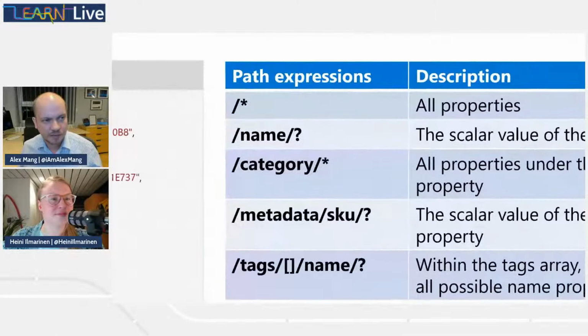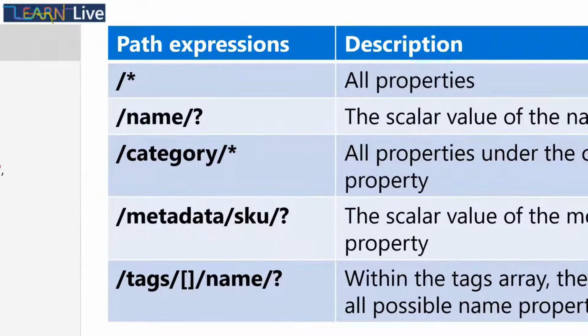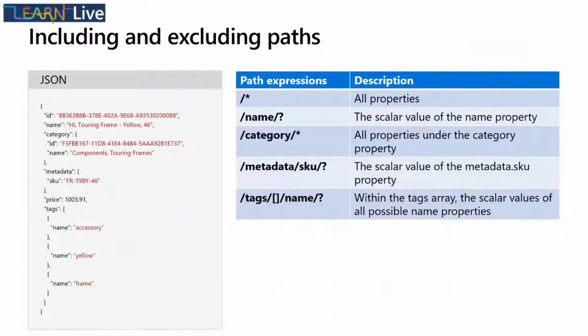So if we're looking at the path expressions here, we could have slash asterisk, which refers to all the properties. Name question mark represents effectively the scalar value of the name property. Category asterisk refers to all the properties under the category property. And metadata slash sku slash question mark will be the scalar value of the metadata sku property. Whereas within the tags array, the scalar values of all possible name properties could be referred to as tags slash square brackets slash name slash question mark.